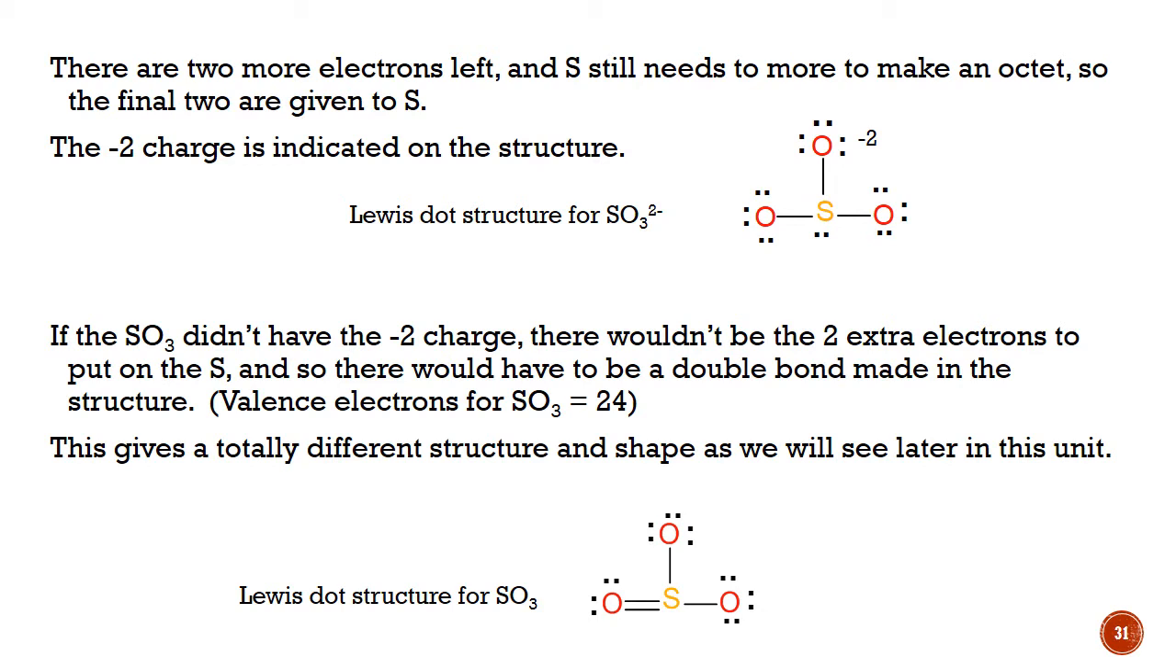Now, just a little note, if you see on the bottom, if the SO3 didn't have the negative 2 charge, then we wouldn't have those extra 2 electrons. There would only be a total of 24 electrons. And going back to the previous page, before we added those two electrons to sulfur, we would be stuck. We would have given up all of our electrons, and we would still need 2 more to give sulfur. Well, in that case, remember that if you don't have enough electrons, you have to make a double bond. So in fact, the Lewis dot structure for SO3 without the negative 2 charge looks like the structure on the bottom, where there's a double bond between the S and one of the O's.